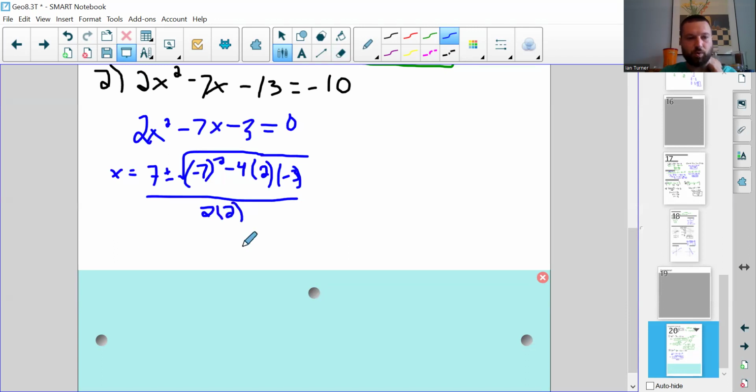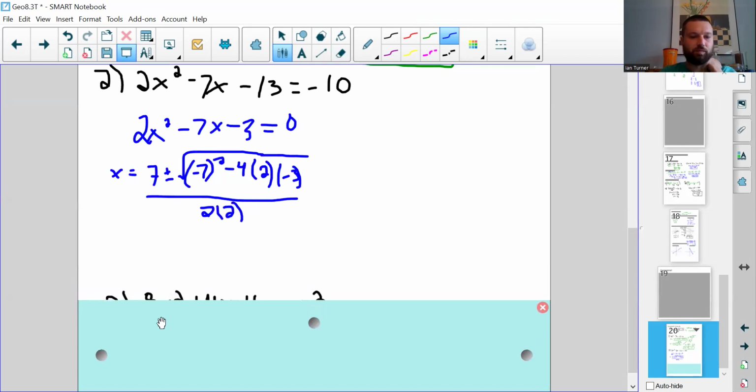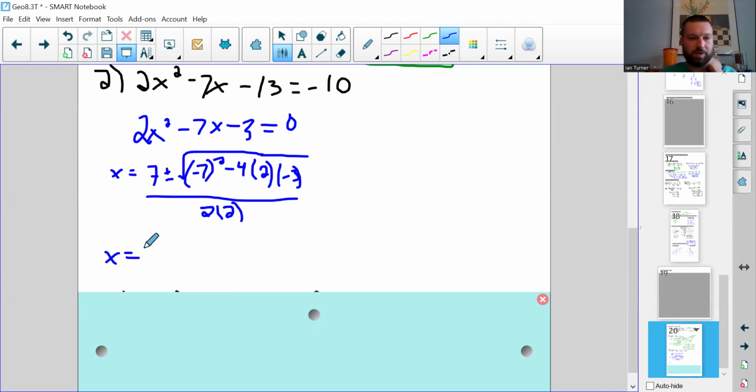See if we can fit in one more line here. We got room. So it's going to be 7 plus or minus the square root of 49 again too, huh? 49. Again, we got -4 times -3 is +12, times 2 is 24, all over 4.